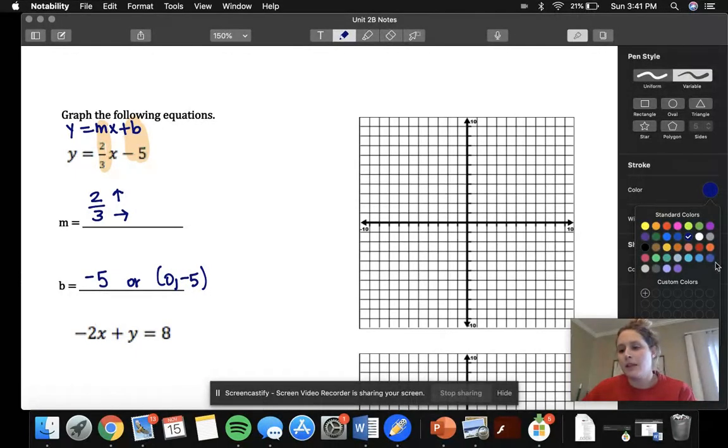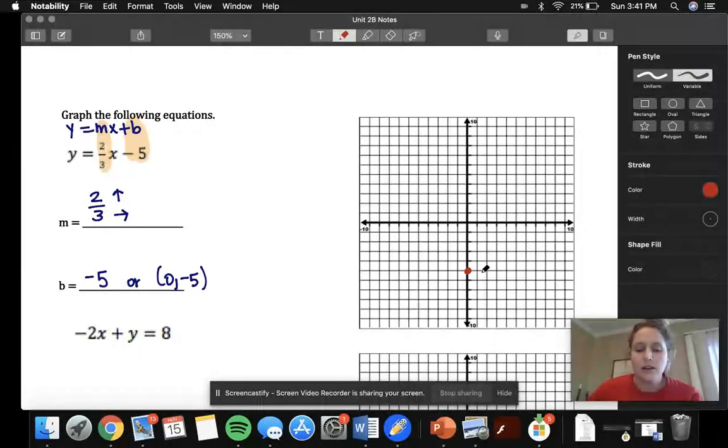After I've determined what those values are, I'm ready to graph it. I'm going to begin before I move, so I'm going to begin at -5 on the y-axis, 0, -5. I put my pencil where I'm going to begin, and I'm going to use my slope to plot more points. My ratio is up 2, right 3, up 2, right 3. Up 2, can't really go right 3, I'm just going to use my imagination.